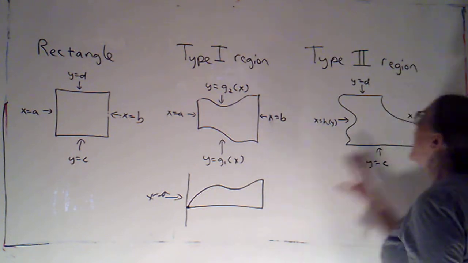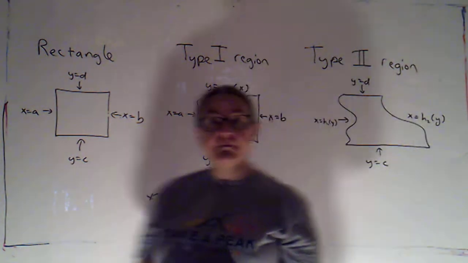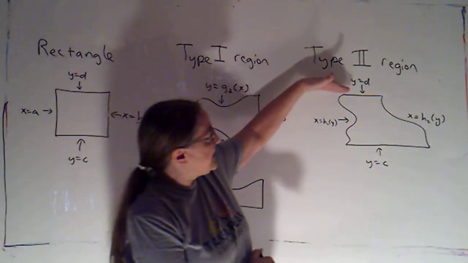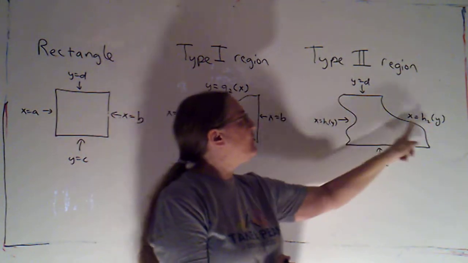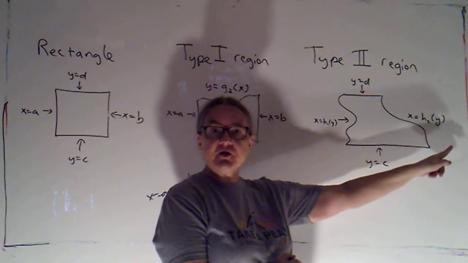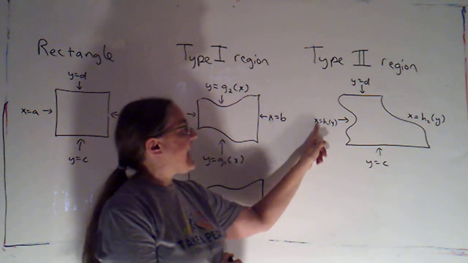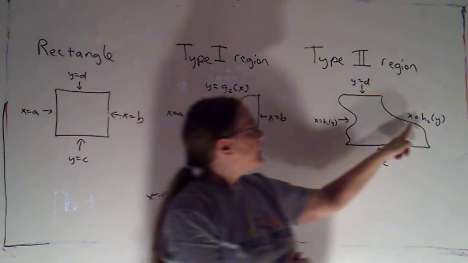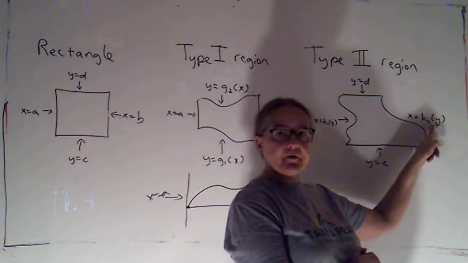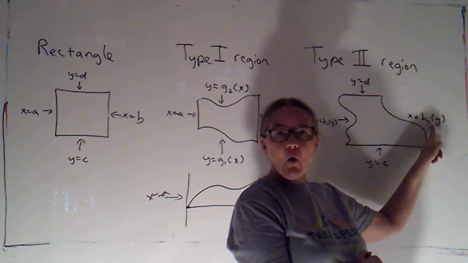Okay. A type 2 region, same basic idea, but here we keep the top and the bottom boundaries as constant, and we let the 2 walls be continuous functions. So the left side would be x is h1 of y, a continuous function of y, and the right boundary is x is another continuous function of y.